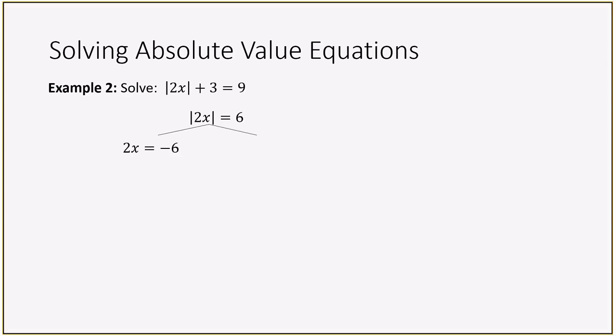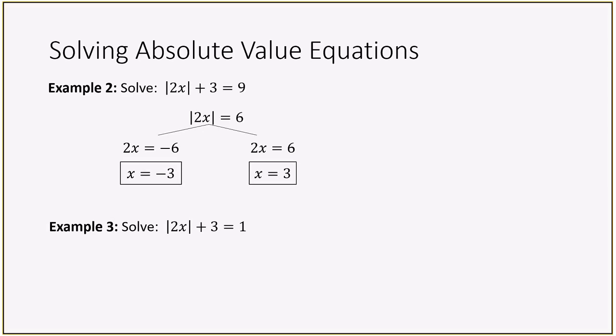And now, once it is by itself, I can split it into my two possibilities. I get 2x is equal to negative 6, and 2x is equal to positive 6. Now I divide both sides by 2. On the left side, I get x is equal to negative 3. I divide both sides by 2 on the right side, I get x is equal to 3. One more equation, and then I'm probably going to move into inequalities if I remember correctly. Same first step, subtract 3 from both sides.